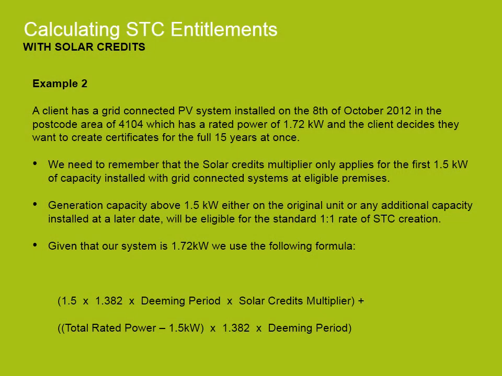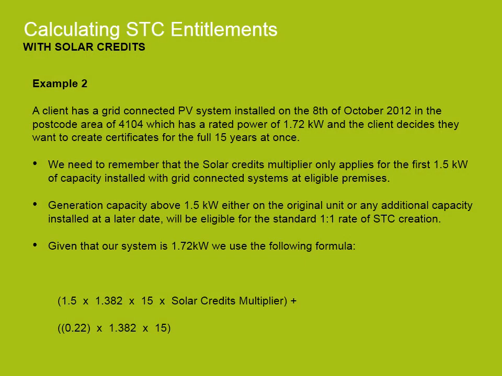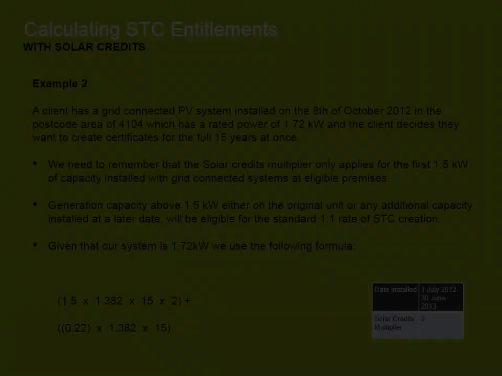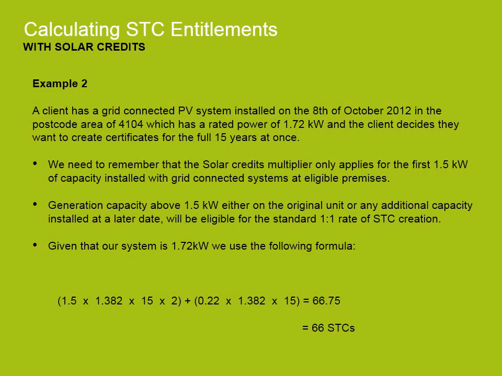The zone rating is calculated in the same way as previous, using tables 1 and 2. And we know the deeming period is 15 years. And the total rated power is 1.72 kilowatts, which minus 1.5 is 0.22 kilowatts. Using the solar credits table, we know that the multiplier for works carried out between the 1st of July 2012 and the 13th of June 2013 is 2. Working through the equation, we come to 66.75, which, when rounded down, tells us that the system would generate 66 STCs.